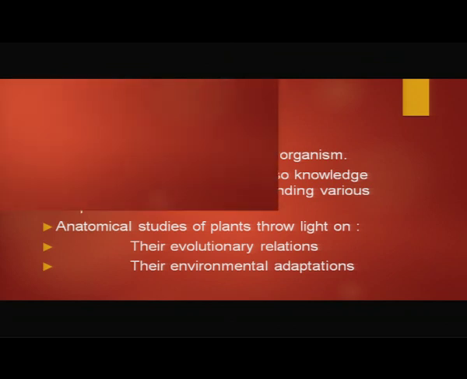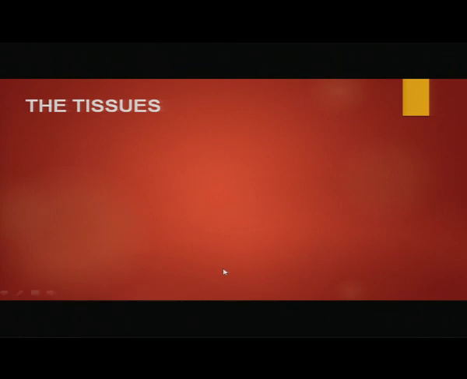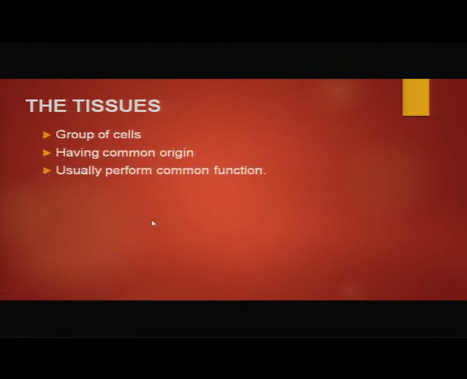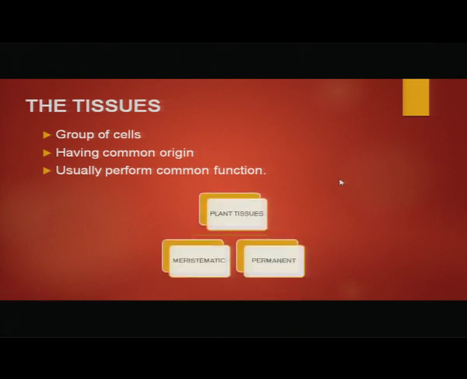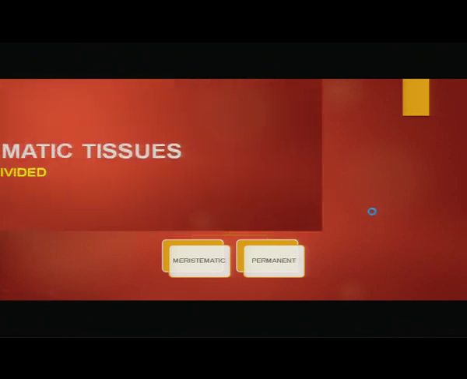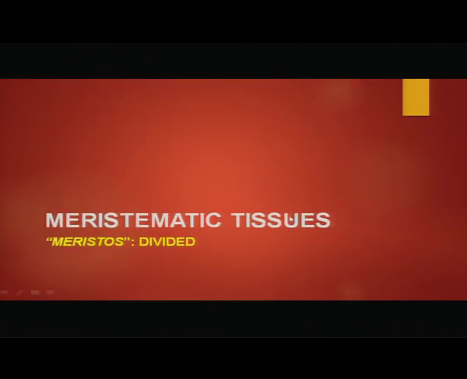Let us begin. So, talking about the tissues, we all know that tissues are a group of cells having common origin and they usually perform common function. Plant tissues can be divided into two groups, meristematic tissues and permanent tissues. Let us take meristematic tissues first. The word has been derived from meristos, a Greek word, and it stands for divided.